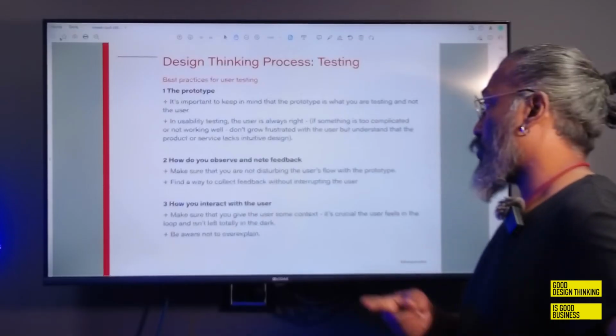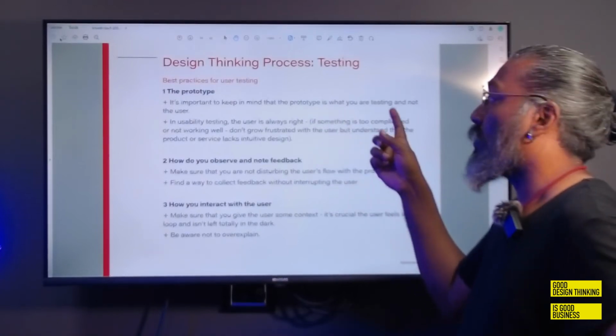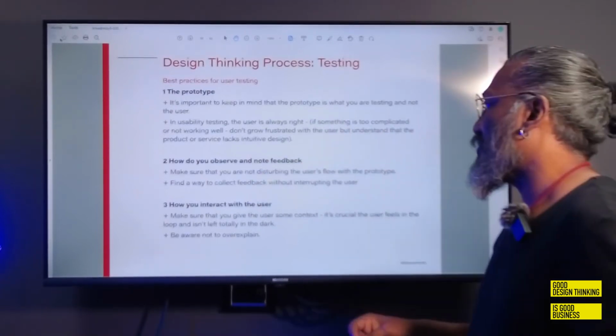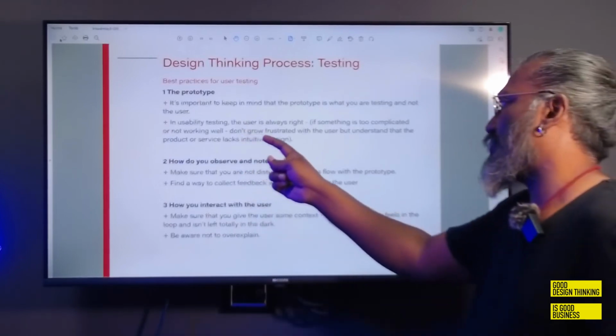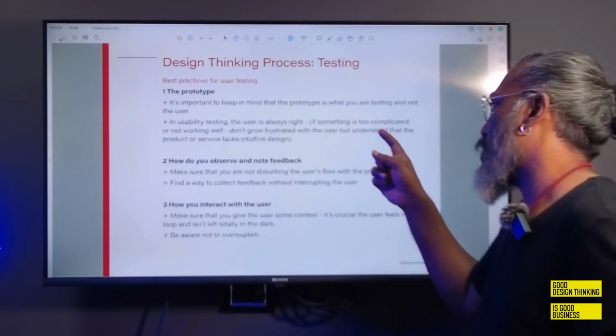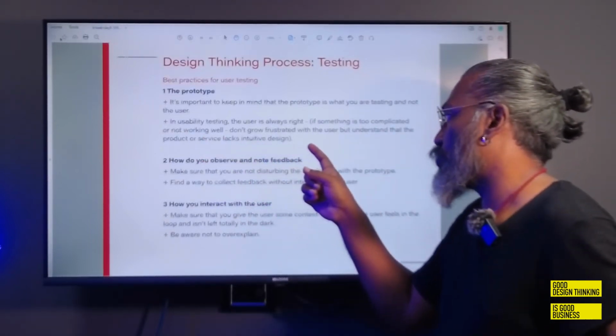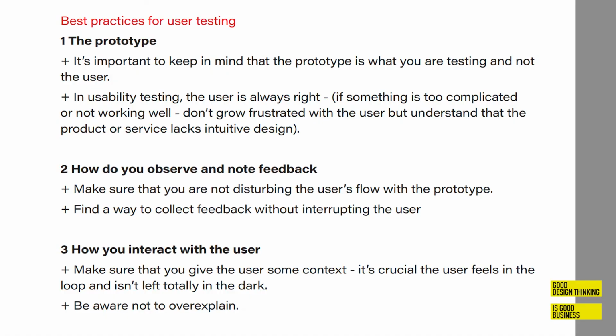We need to remember that we're testing the prototype, not the user themselves. In usability tests, the user is always right. If something is too complicated or not working well, don't grow frustrated with the user, but understand that the product or service lacks intuitive design.